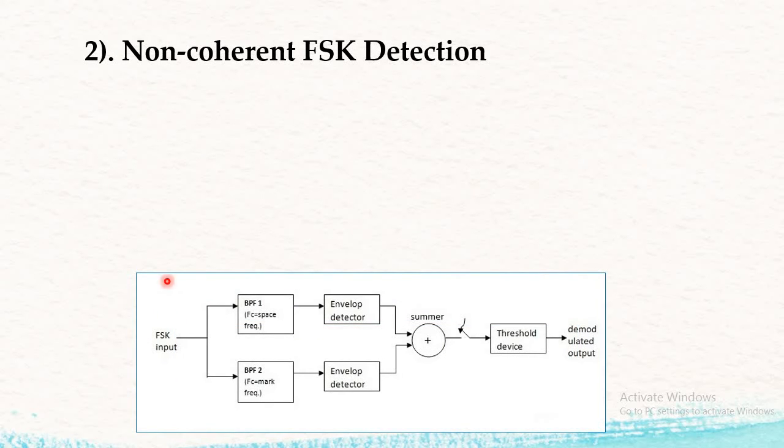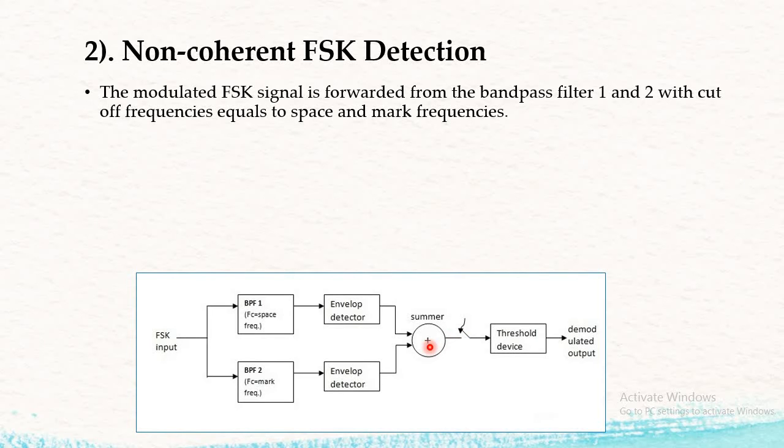Non-coherent FSK detection. So this is a block diagram of a non-coherent type of detector. In this case we are using two band pass filters, 1 and 2, and two envelope detectors, and the outputs of those two are given to the summer, and from that we have a threshold device, which is nothing but a switch which is on and off based on the output of the summer. So here we have band pass filters 1 and 2 with cutoff frequencies equal to the space and the mark frequency. The first one is for the space frequency and the second one is for the mark frequency.